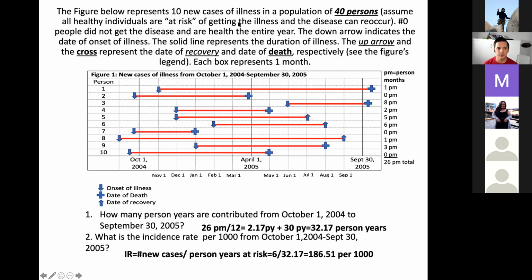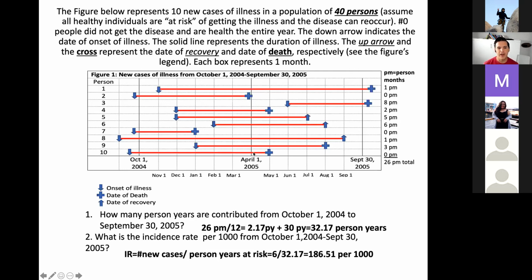The other thing that you may have to do, or that you will have to do, is I might say, what was the prevalence of disease on April 1st, 2005? So you can calculate that right now if you want. What's the prevalence of disease on April 1st, 2005? What you would do is count up the number of red lines that cross April 1st, because that means the person was sick at that point. So 1, 2, 3, 4, 5, 6, 7.